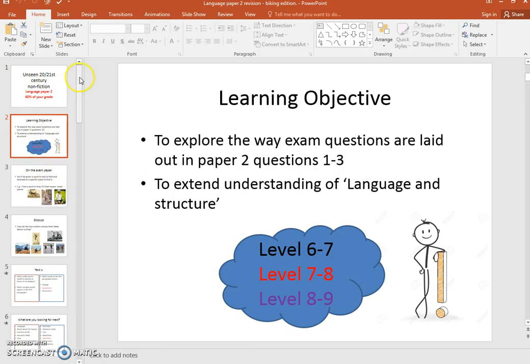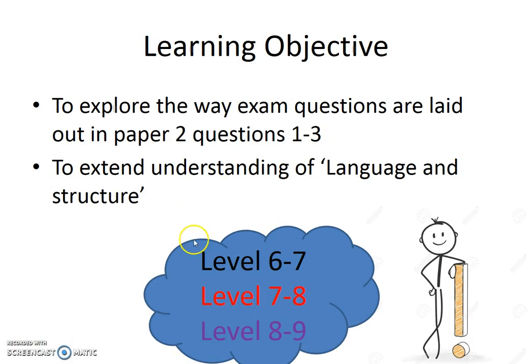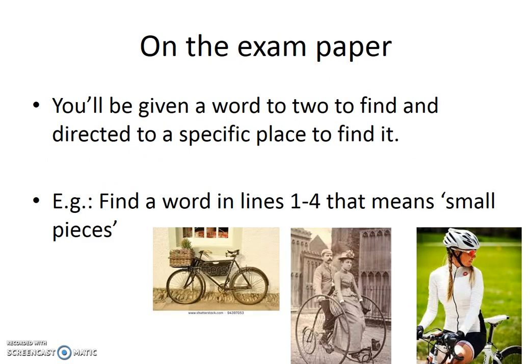So what we're going to do today is we're going to think about the way questions are laid out in paper 2. We'll start off by looking at 1-3 and looking at language and structure. Now, if you look here at my little thought bubble, it tells you what coloured text to look at to address the different levels that you are aiming for. So if you are aiming for an 8 to 9, purple is where it is at for you. Red's for 7 to 8, and 6, 7 or below that, just go for the blue, go for the black. Sorry, black, not blue.